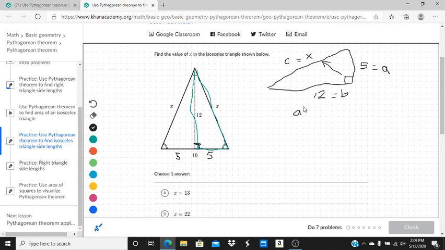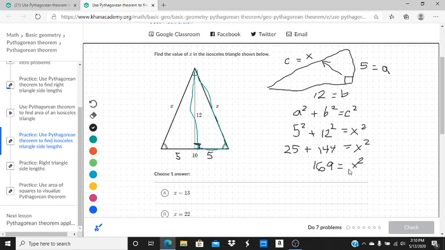So remember the Pythagorean theorem is A squared plus B squared equals C squared. So we have 5 squared plus 12 squared equal to C squared, which is X actually. Let me label that X. So 5 squared is 5 times 5, that's 25. 12 squared is 12 times 12, that's 144. That equals X squared. Okay, so 25 plus 144 is 169. That equals X squared.